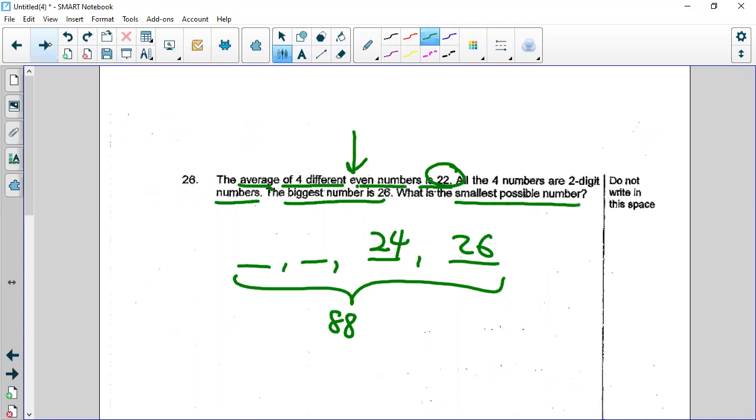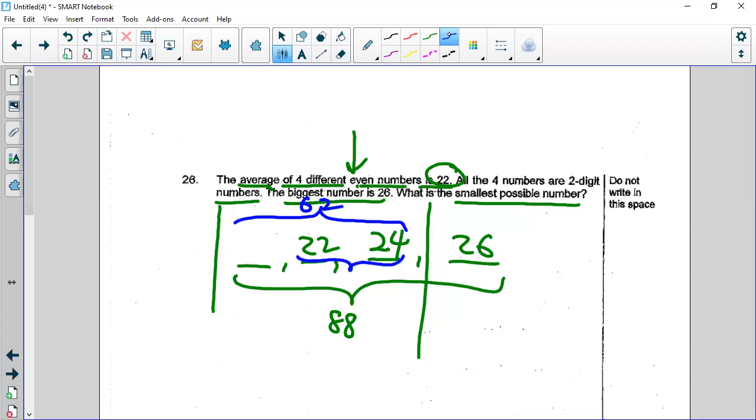Okay, and then you want the smallest, right? To get the smallest number, then you must have what? You must have, out of these three numbers, you must have two biggest number. Then you can get the smallest. So what are the two biggest number? You have 24 already, then 22 already. That's your two biggest already, right? Then what's the smallest? Then you take 88 minus 26 to get the total of these three numbers, and you will have 62, right? Then 62 minus what? Minus these two big numbers, that will be 46. And then 62 minus 46, you will get your smallest.